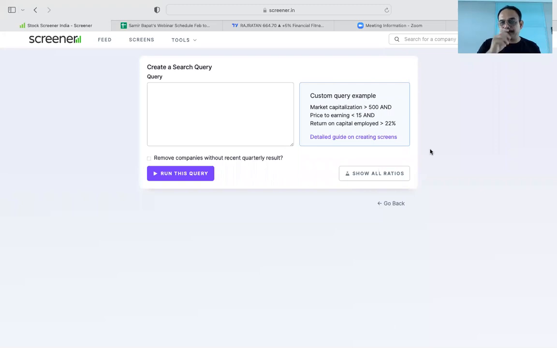Okay, now this is screener.in. I would recommend everyone to open an account in screener.in. I'll share the link also to open the account. It is a free account, a great site. Open a free account here. Now I'll just show you.